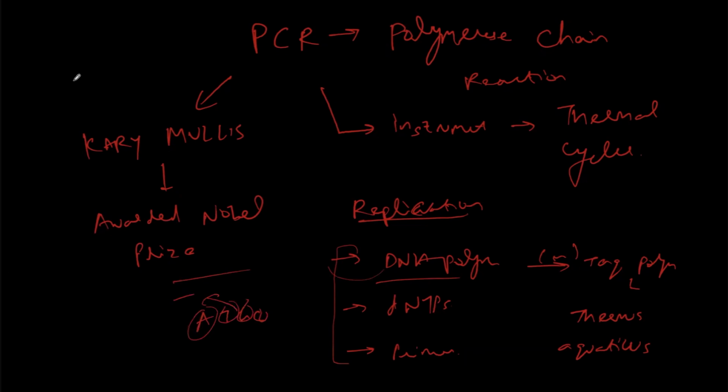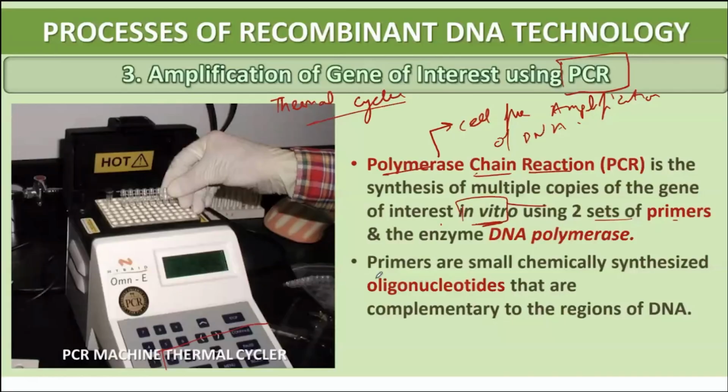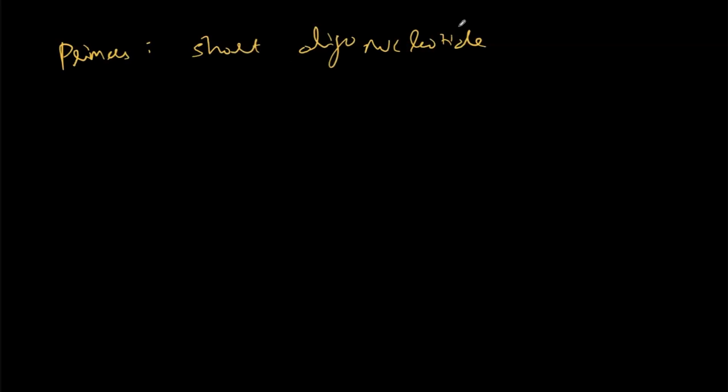And then we have primers. Primers are again a very important topic. What are they? Primers are small, chemically synthesized oligonucleotides that are complementary to a region of the DNA. Primers are short oligonucleotides which are complementary to our gene of interest or DNA.